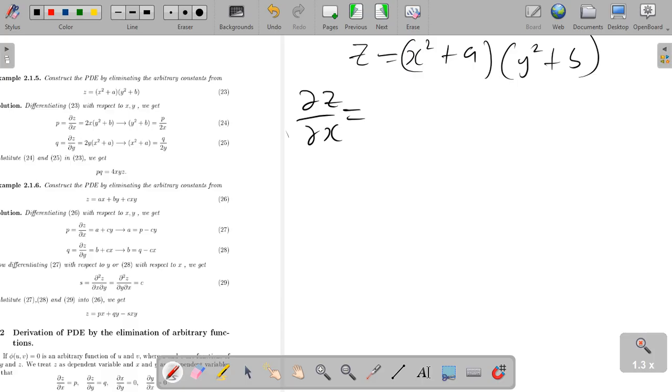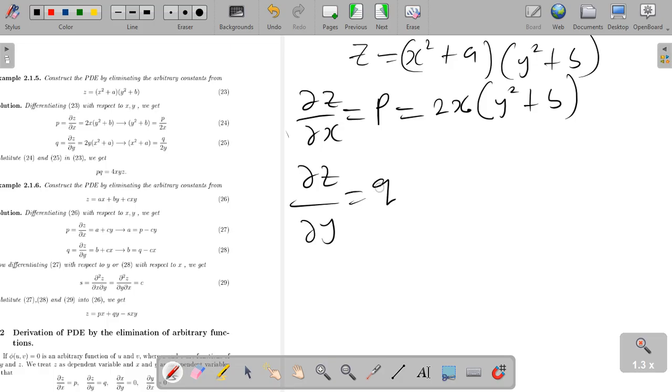2x into y squared plus b. Hope you know, because this is not separated, they are attached, so you have to attach it. So partial z over partial y, which is something as q, is equal to 2y into x squared plus a. Okay, so now how do we eliminate this? Let's call this equation 1, equation 2, equation 3.